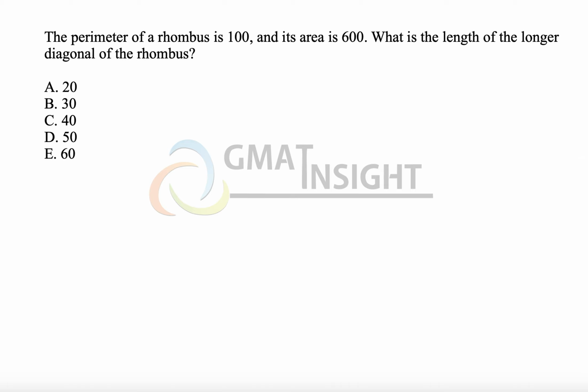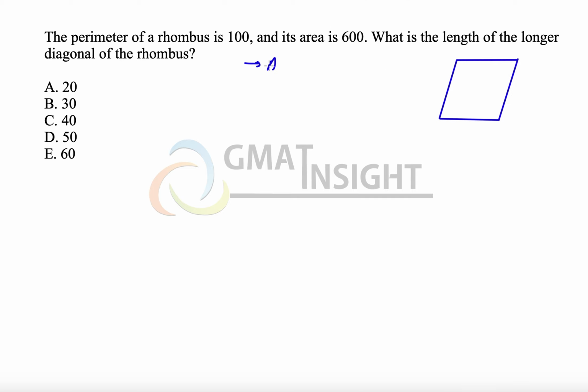The perimeter of a rhombus is 100 and the area is 600. So let me just quickly tell you the properties of a rhombus first. A rhombus is a quadrilateral which has all its sides equal. It's actually a parallelogram with all sides equal. Let me quickly draw the figure here and write down the properties.